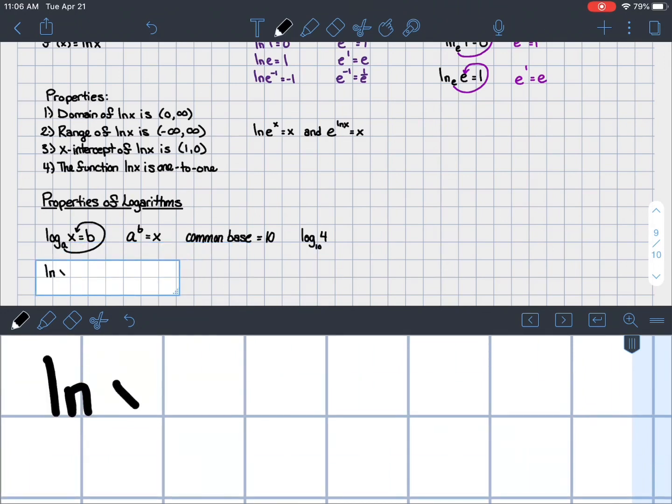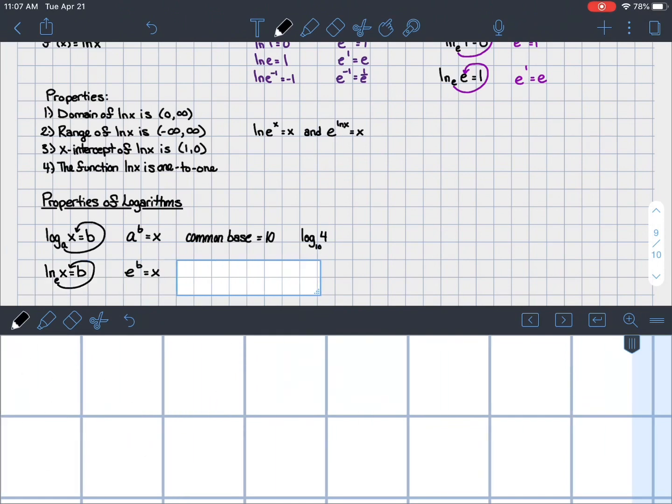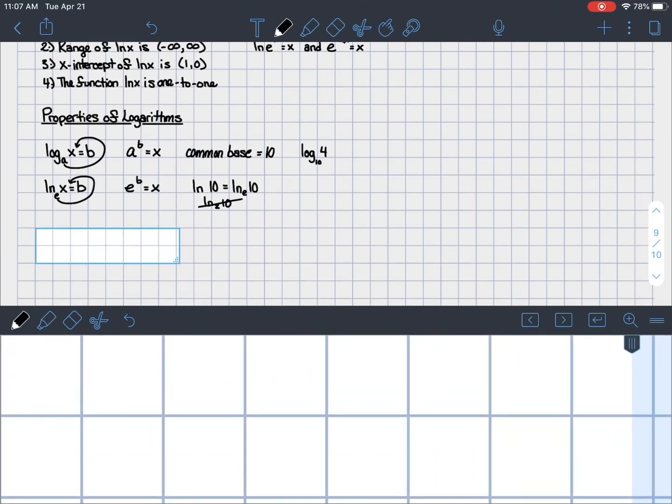The natural log of x is b, and it's always implied that that base is e, so this will be e to the b equals x is the other form. There is no other way to use this base, so ln of 10 is always going to be ln base e of 10. You'd never ever see ln base 2 of 10. It doesn't make sense. ln means the base is e.